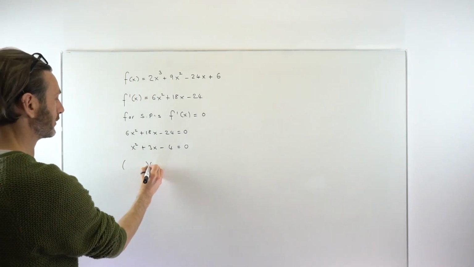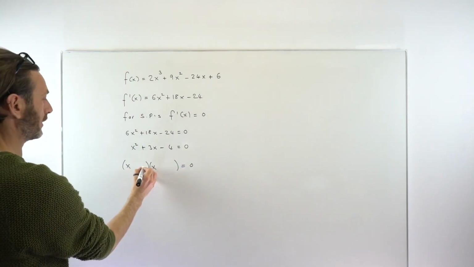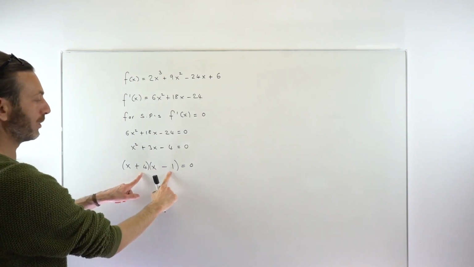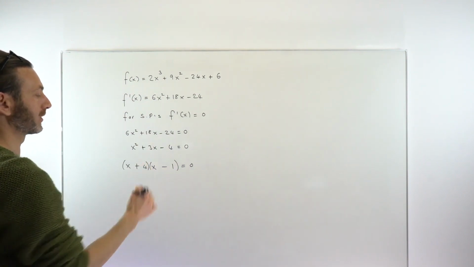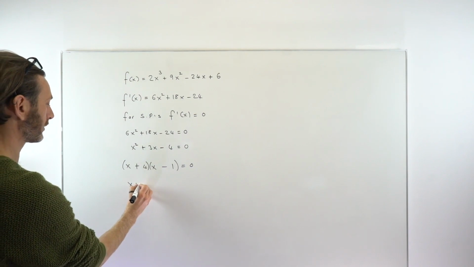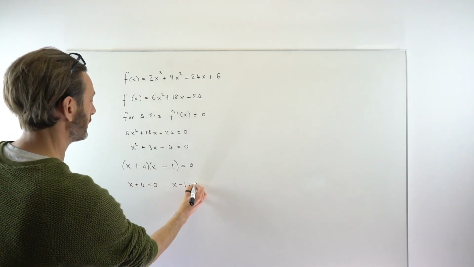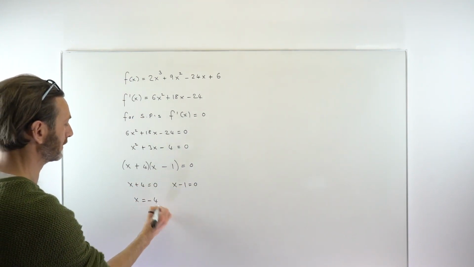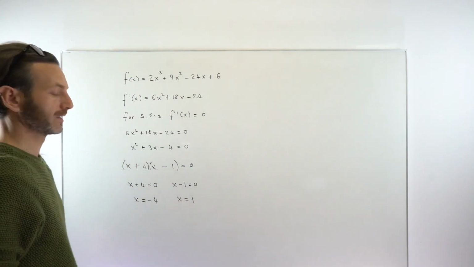This one's a trinomial. It's going to need two brackets like this. We'll need an x and an x and a 4 and a 1, and we'll need a plus 4 and a minus 1. These would multiply to give you minus 4, but plus 4 minus 1 gives you the plus 3 in the middle. Splitting these off into two little mini equations, we get x plus 4 equals 0 and x minus 1 equals 0. These are just little linear equations, so simple to solve: minus 4 as the first solution, and 1 as the second solution.